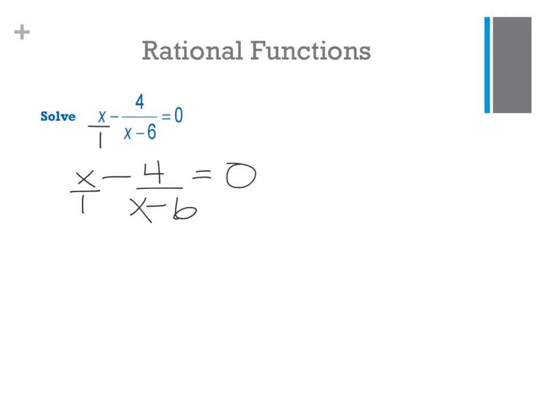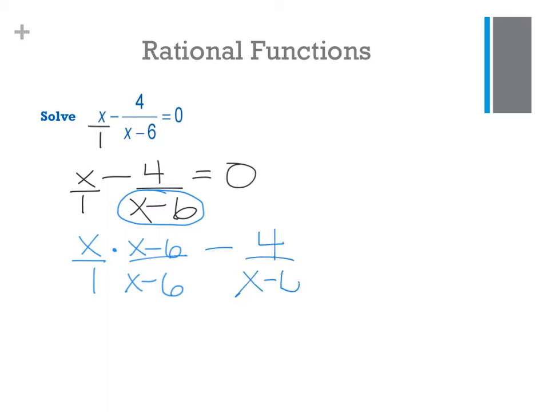So to solve this, I'm going to go ahead and get a common denominator. I have x over 1 times, I'm going to multiply this fraction by x minus 6 on top and x minus 6 on bottom, because the second fraction has a denominator of x minus 6. So if I multiply the first fraction by x minus 6 on top and on bottom, then I will have a common denominator. I'm going to do nothing to the second fraction because it already has a denominator of x minus 6.